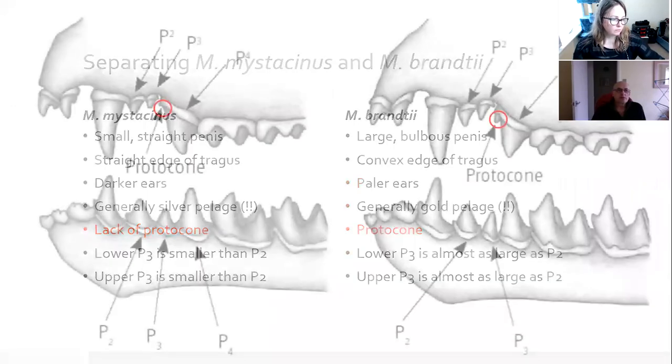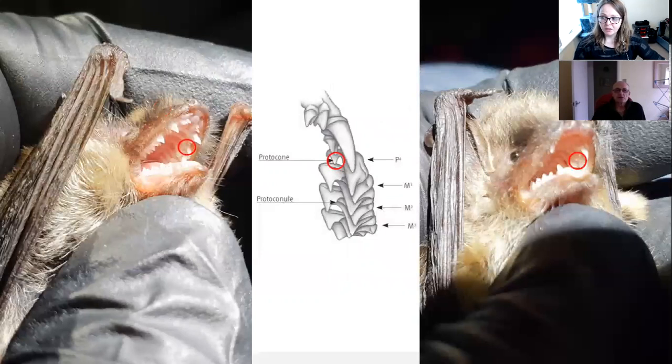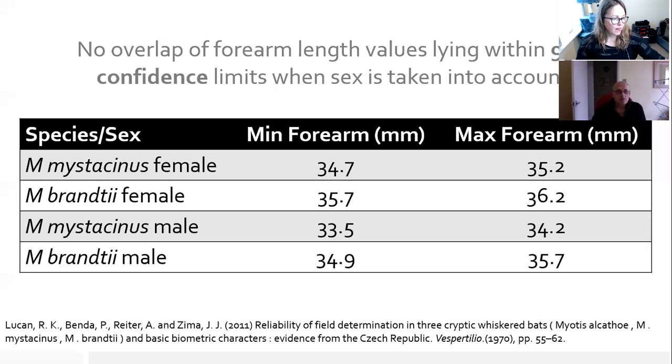And then protocone stuff, I would suggest you just watch this bit. I'm going to timestamp all the different bits of the video for you when I get a chance. I'll probably do it at the same time as I do this one. And then the dentition looking at P3. And then these are the sex-specific 95% confidence intervals. With 95% confidence, you can separate whiskered and Brandt's based on the length of the forearm by sex. Not 100% of the time, but.